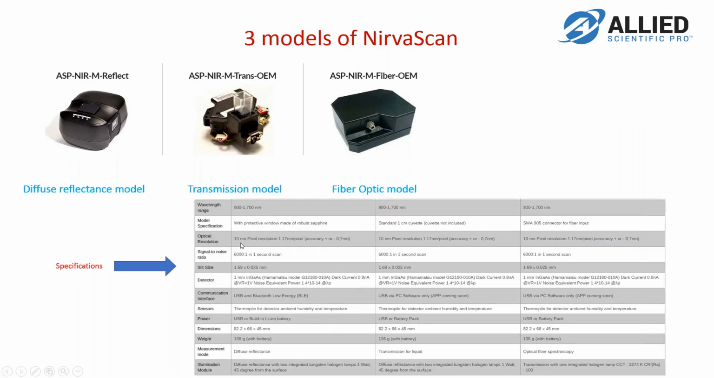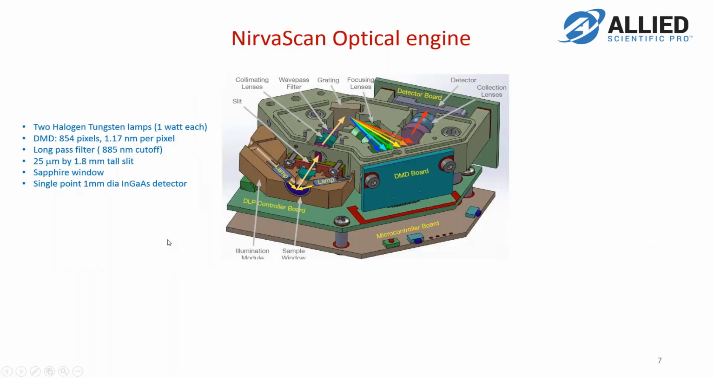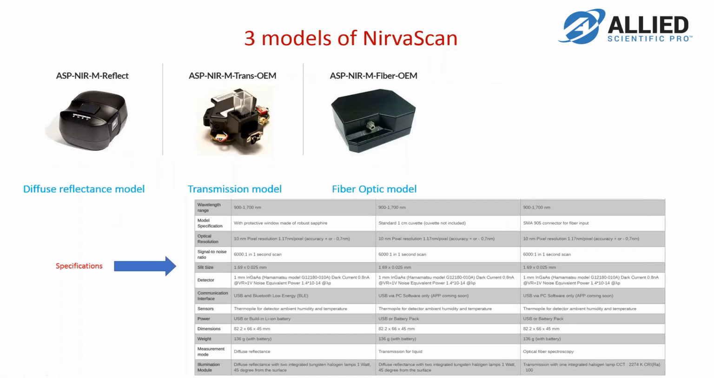But the optical resolution is 10 nanometer, and there is 1.17 nanometer per pixel that basically is received by each pixel of that micromirror. There's something like 854 pixels on the DMD, and each one will get 1.17 nanometers.